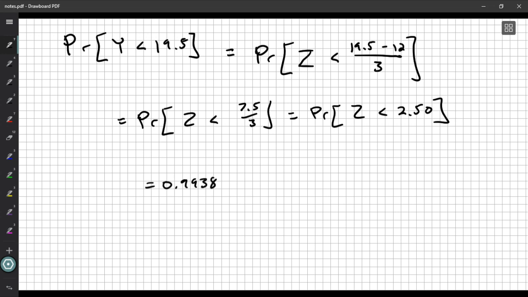Okay? We establish a probability in terms of a discrete random variable. We trade it for one in terms of a continuous normal random variable. And then we trade that for a probability we can look up in terms of the standard normal random variable. And there's our answer, 0.9938.